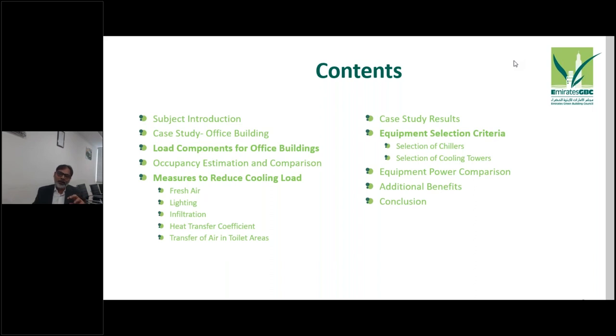At times, the client inputs also go into the zone of the designer, where things get complicated. We'll look into all aspects and at the case study, how the inputs from the client have impacted the whole design and to what extent the design can be optimized. So this is what the whole topic is about, a case study of an office building. Then we'll talk about the components of the load, the distribution of the load, and how the equipment is selected, that is chillers and cooling towers, the power comparison and the benefits.